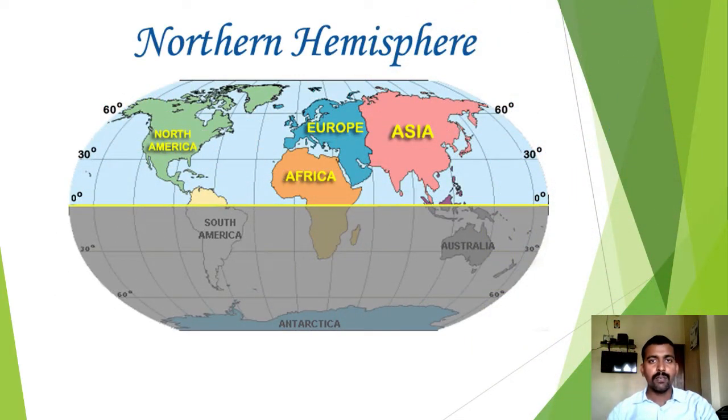As we have divided the earth with equator, now we have two parts, North Pole side and the South Pole side. This North Pole side is known as Northern Hemisphere, the top part. Here in this picture you can see North America, Africa, Europe, Asia, and all these places come under Northern Hemisphere.